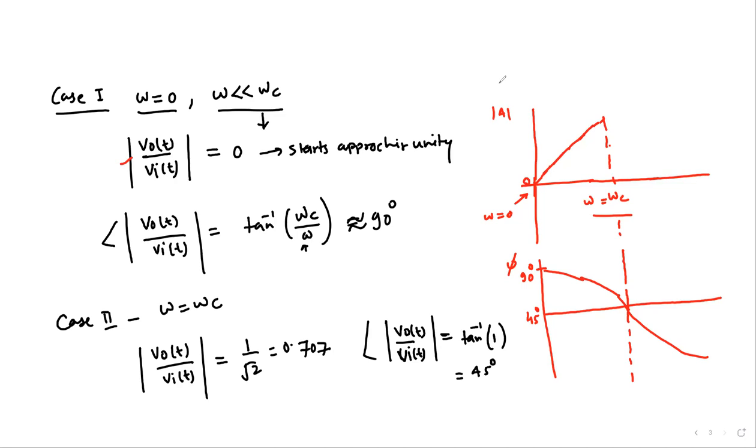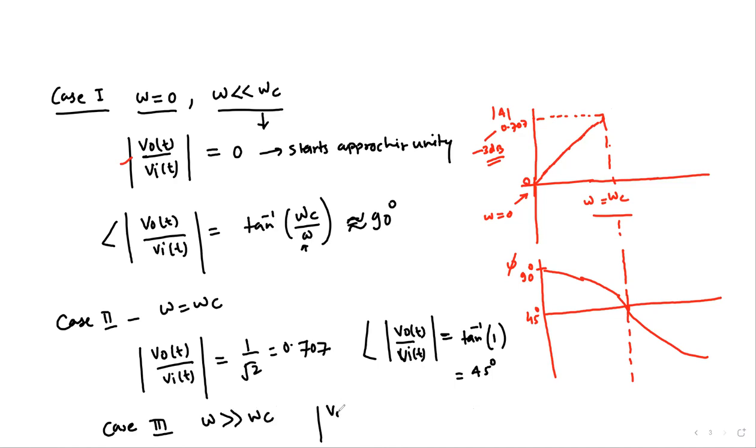And how to plot these two? So we see that we have this value over here. We'll say that this is 0.707. So it is the minus 3 dB point, in decibel. In the previous module, we've seen that. And the phase would be 45. And the third case would be case 3, where omega is very greater than omega c.